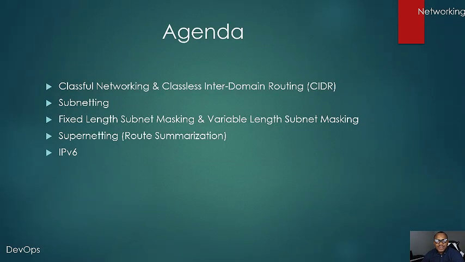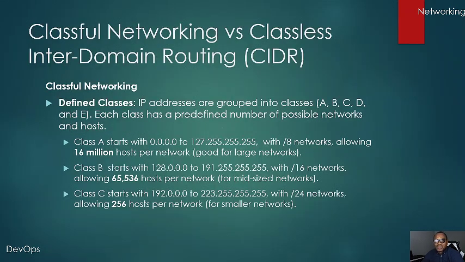My name is Enoch. Today we will continue our series on networking, and we'll be looking at classful networking and classless inter-domain routing. We will look at subnetting, and we will also look at fixed length subnet masking and variable length subnet masking. We will look at route summarization, and we will also look at IPv6. And let's get right to it.